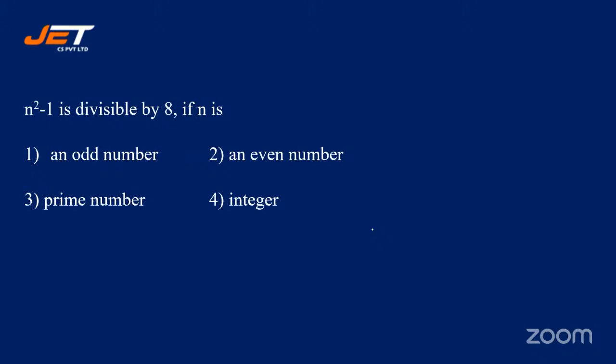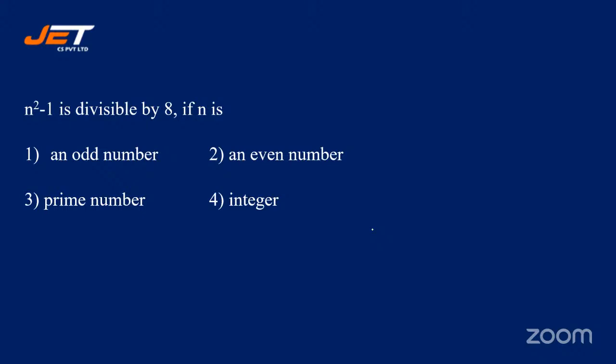Yeah, next question. n square minus 1 is divisible by 8 if n is dash. Right? If it's an answer between an odd and an even. Clear? So it's the number between the odd and the even, whether it is odd or whether it is even. So it is divisible by 8.